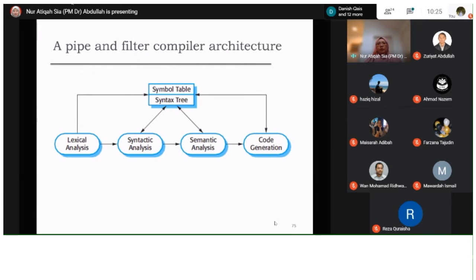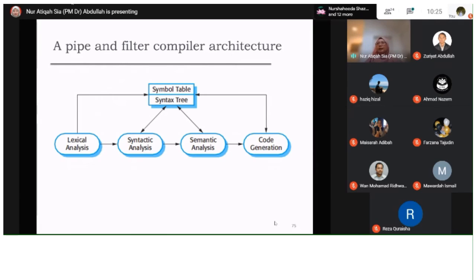Gunakan pipe filter, maksud lexicon analysis, kena ada symbol table, check for the symbol table dan sebagainya. So and then dia ada syntax tree. Kita kena syntactic analysis. Go through, check syntax dan sebagainya and then go through, check semantic. Bila dapat check semantic dan sebagainya, baru you boleh generating code. So bila generating code, you kena check balik simbol betul ke tak. Ini adalah pipe filter compiler architecture.